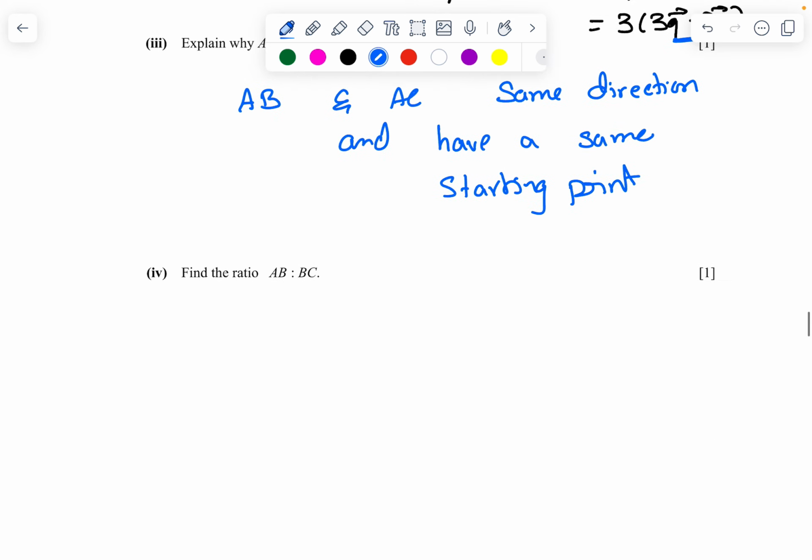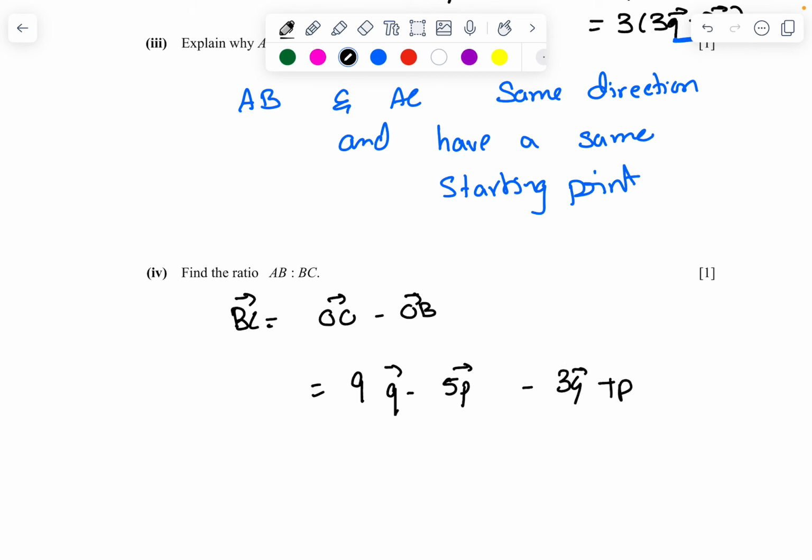Next, find AB is to BC. So first of all, find BC, which is nothing but what? OC minus OB. OC is going to be nothing but how much? So I will be finding it out. OC minus OB. OC is 9Q minus 5P minus 3Q minus of minus plus P. So which is going to be 6Q minus 4P. So take 2 common, which is 3Q minus 2P.